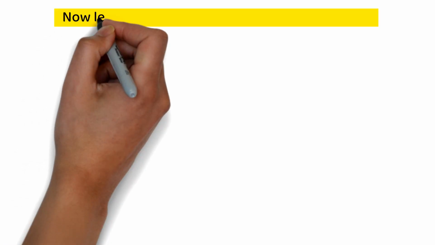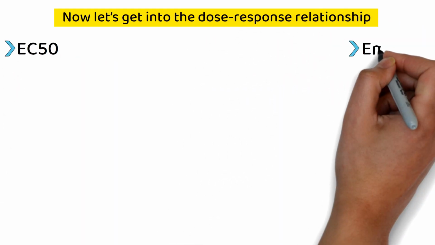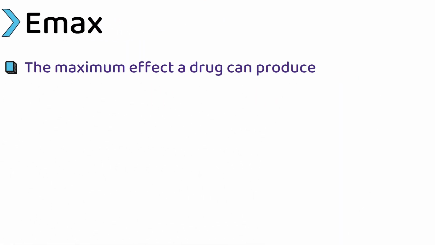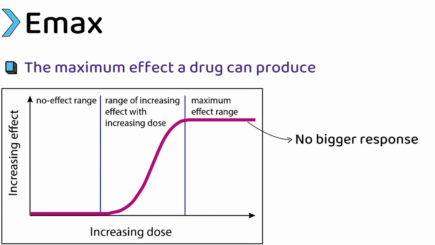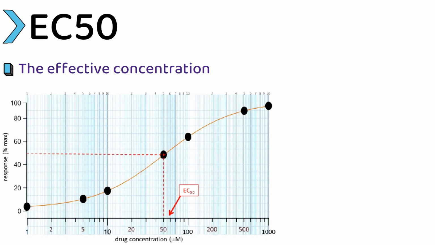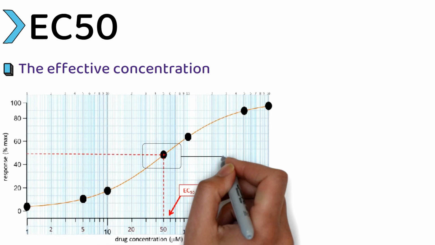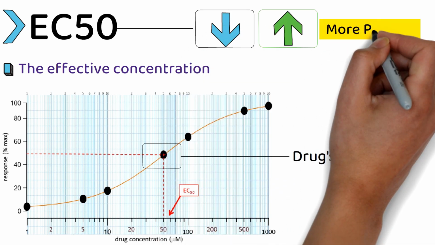Now let's get into the dose-response relationship. This is where the terms EC50 and Emax come in. Emax, the maximum effect a drug can produce. No matter how much more you give, you won't get a bigger response. EC50, the effective concentration at which the drug produces 50% of its maximal effect. It tells us about a drug's potency. The lower the EC50, the more potent the drug.